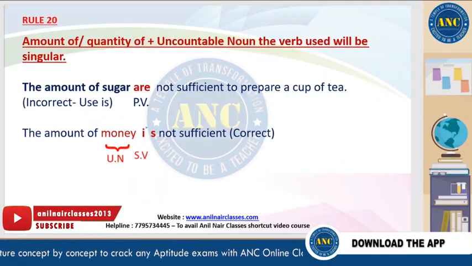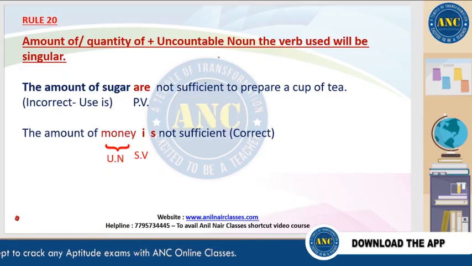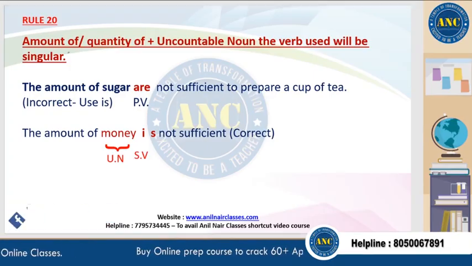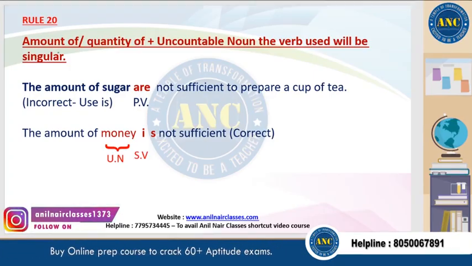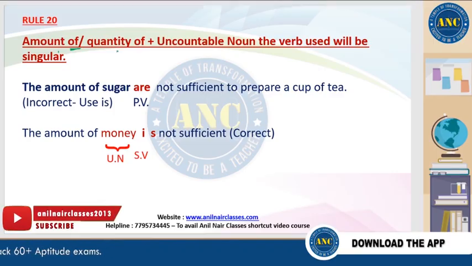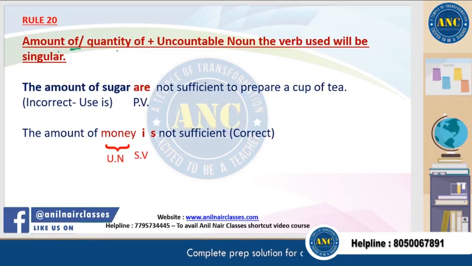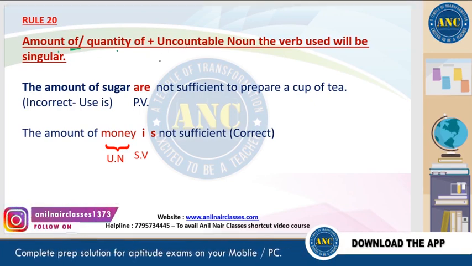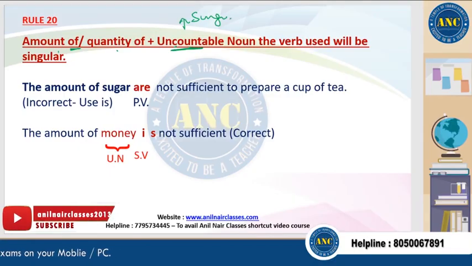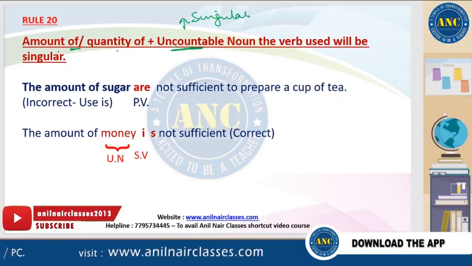Amount of or quantity of plus an uncountable noun, the verb used will be singular. Now what you have is the word amount, and after that you have of. After that any quantity will be there, right? Amount of anything, the word which represents the quantity will be there. After that it will be of any uncountable noun. The verb will always be singular because it is uncountable. Uncountable nouns are always singular. So when you have amount of a singular noun, then it will always be the singular form of the verb.